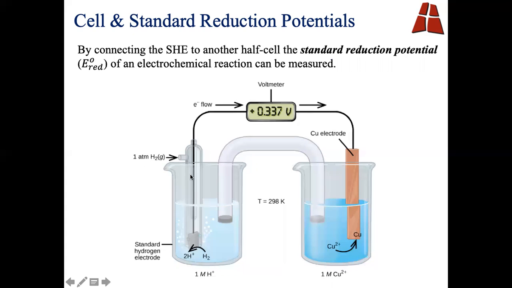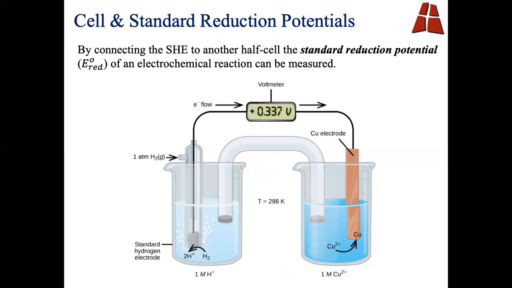So in our example here, on the left, we have our standard hydrogen electrode. We can measure the potential difference between that and, in this case, the reduction reaction going on with copper. And in order for that to happen, you need to be 0.337 volts more positive than the standard hydrogen electrode in order for that chemical reduction to occur.